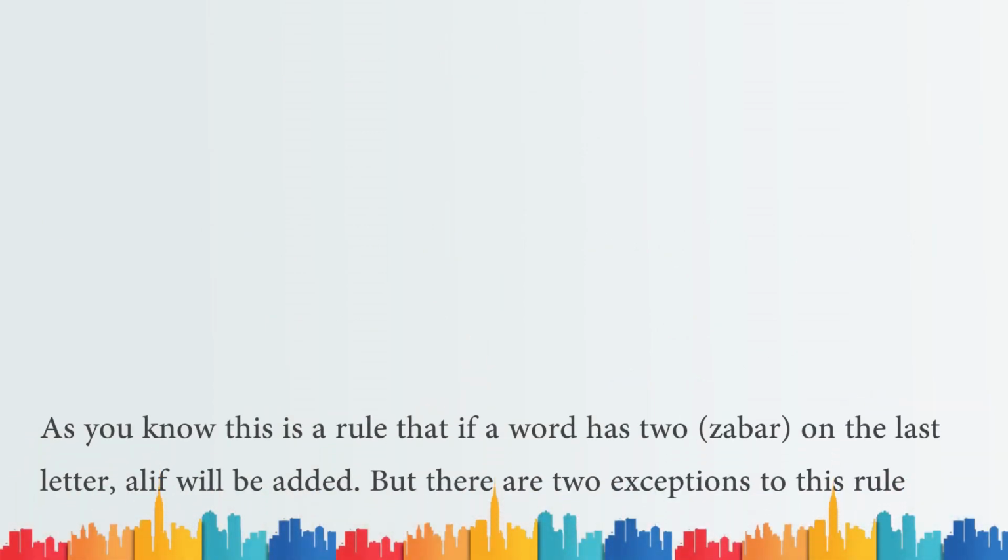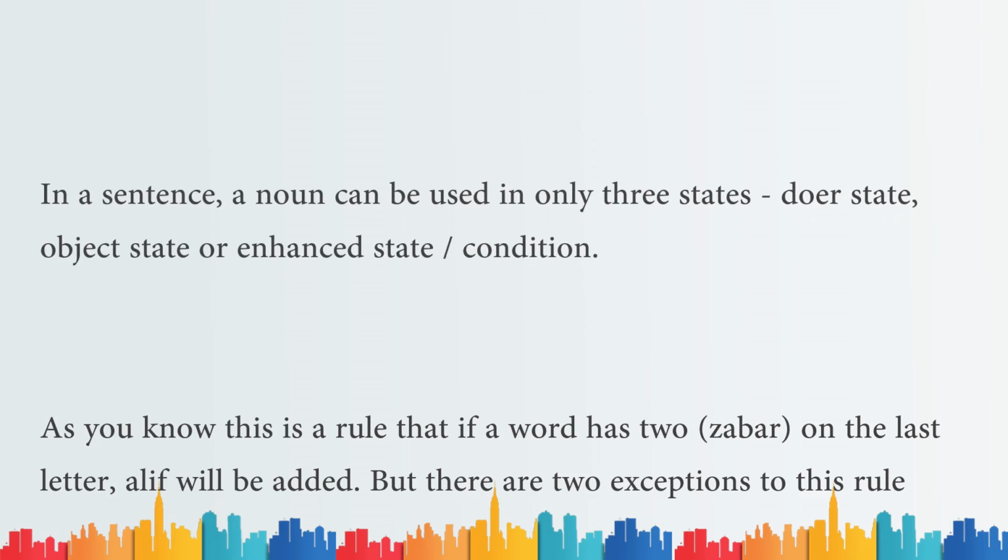Lesson number 4. Identification of declinable nouns, معرب, diptotes, changed, restricted, unchangeable nouns, غير منصرف, and indeclinable nouns, mabni. In a sentence, a noun can be used in only 3 states: doer state, حالة فاعلي, object state, حالة مفعولي, or enhanced state, حالة إضافي.